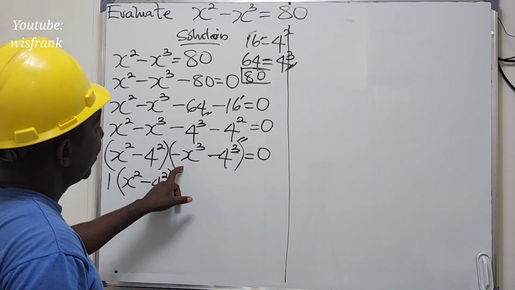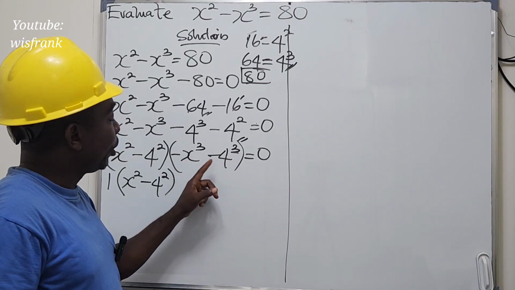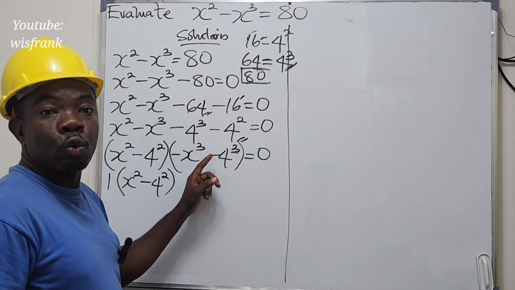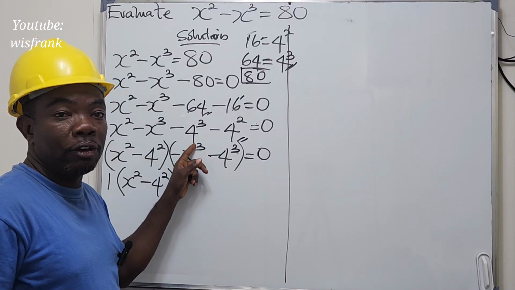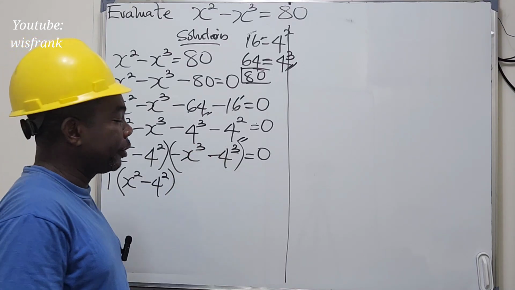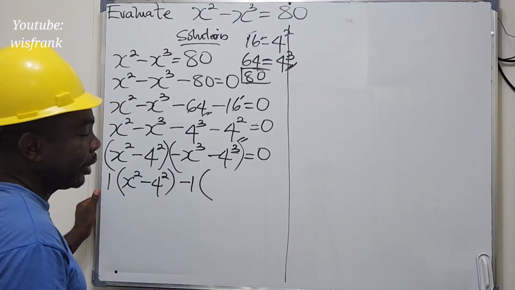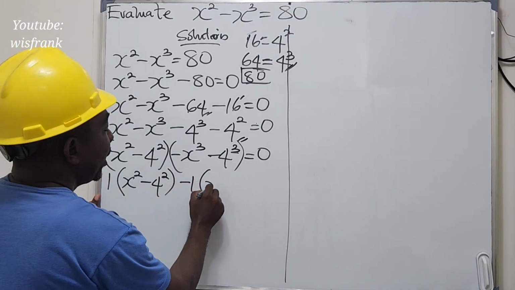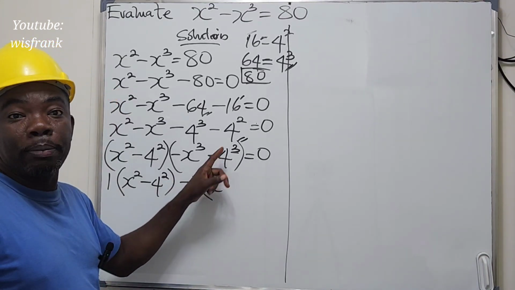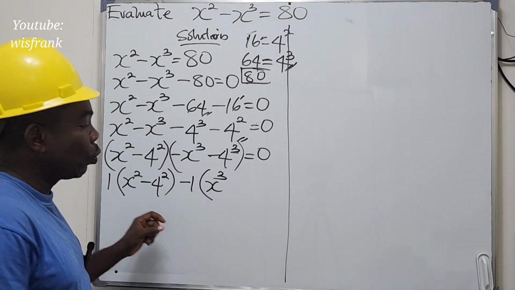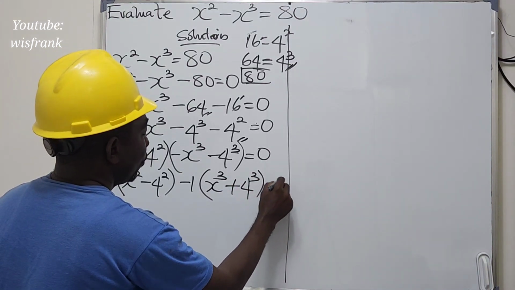Then we have here, in between these parentheses, you can see that minus 1 is a factor between these two numbers, between minus x to the power of 3 and minus 4 to the power of 3. So we have minus 1 into, when we divide minus x to the power of 3 by minus 1 will give us x to the power of 3. When we divide minus 4 to the power of 3 by minus 1 will give us plus 4 to the power of 3, all equals 0.